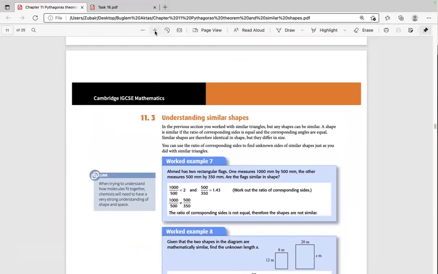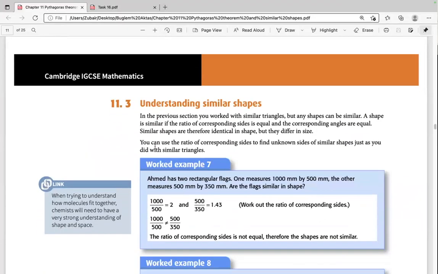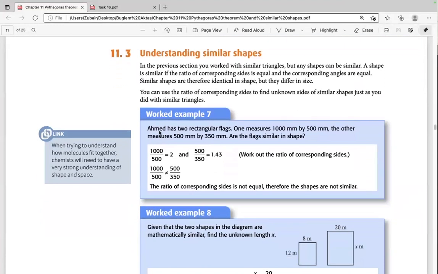Now, understanding similar shapes. In the previous section, we worked with triangles, and a shape was similar if we had the same ratio and same angles. Now, a worked example. Ahmed has two rectangle flags, one measuring 1000 by 500, and the other measuring 500 by 350. So if I can just check, this is 1000 by 500 and the new one is 500 by 350.